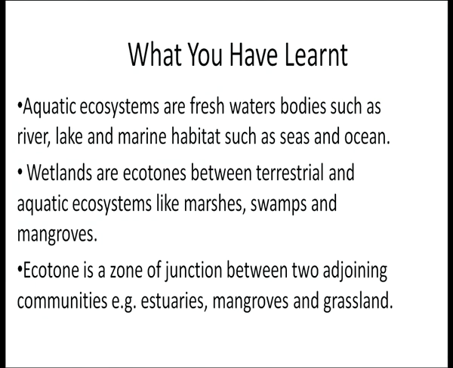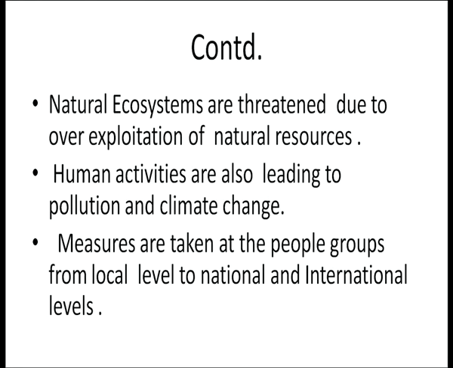Aquatic ecosystems are freshwater bodies such as rivers and lakes and marine habitats such as seas and oceans. Wetlands are ecotones between terrestrial and aquatic ecosystems like marshes, swamps and mangroves. Ecotone is a zone of junction between two adjoining communities, that is estuaries, mangrove and grassland. Natural ecosystems are threatened due to over-exploitation of natural resources. Human activities are also leading to pollution and climate change.